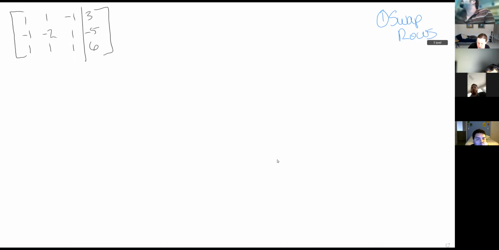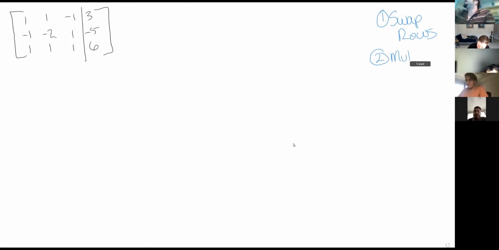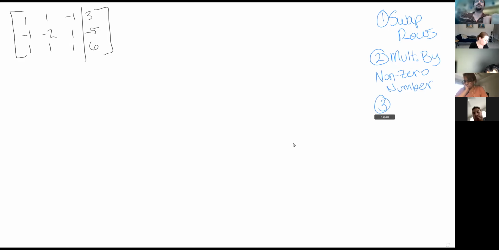Okay. 2, what else can we do? Multiply. Multiply by a non-zero number. It has to be non-zero. Okay. 3, what's the 3rd thing we can do? This is like a game. Matrices are kind of like games. It's like a puzzle you have to figure out.